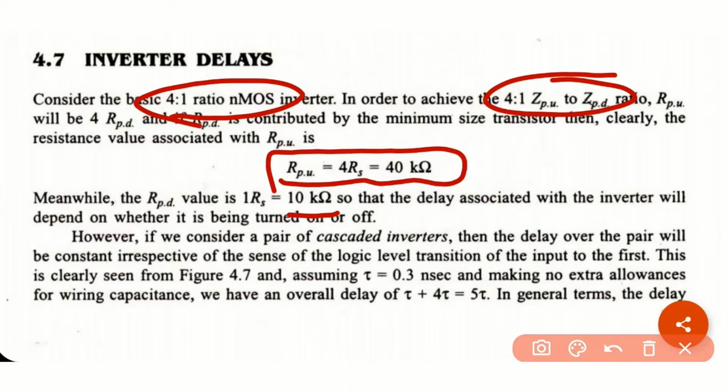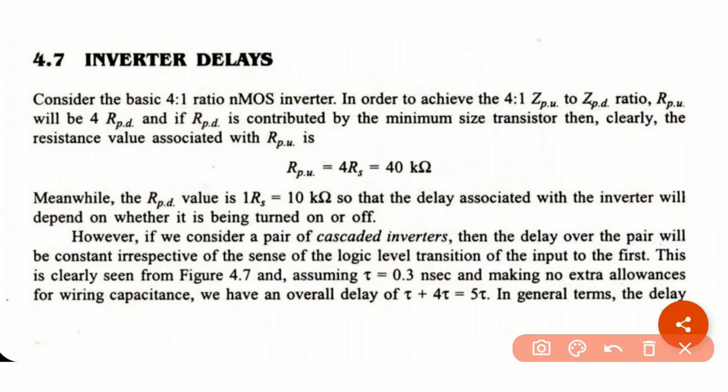Now for a pair of cascaded inverters, the delay over the pair will be constant, and we are assuming that as tau equal to 0.3 nanoseconds. Clear? This is an assumption. Let's move forward to the diagram.